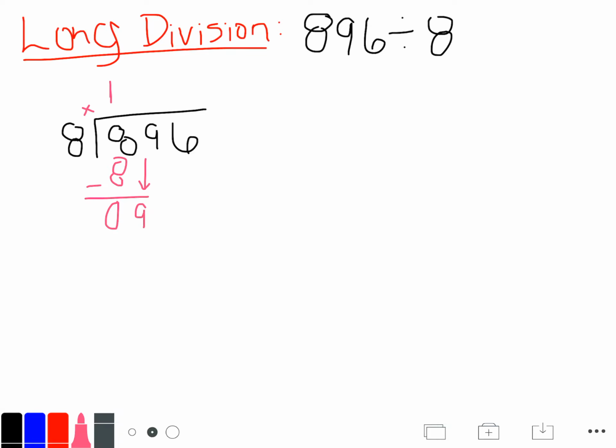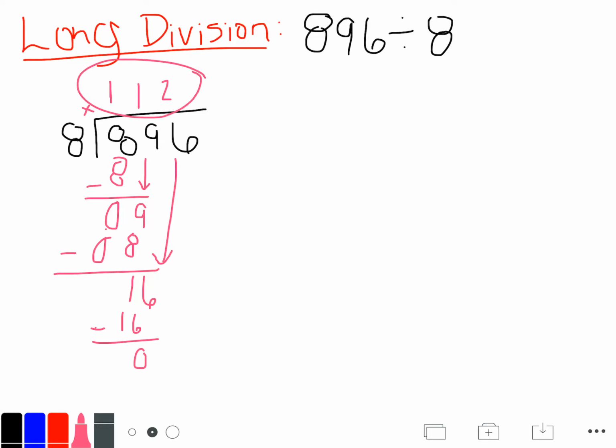Perfect. Okay. 8 times 1 again I can do, so I'll put my 1 above my 9 now as well. It's the second digit, and I'm going to have an 8 underneath, and I'm going to subtract, and I have 1. Bring down my 6, and I have 16, and I know 2 times 8 equals 16, so I can subtract the 16 and get 0 as a remainder, and my answer is 112. Same thing as I got from the last problem.